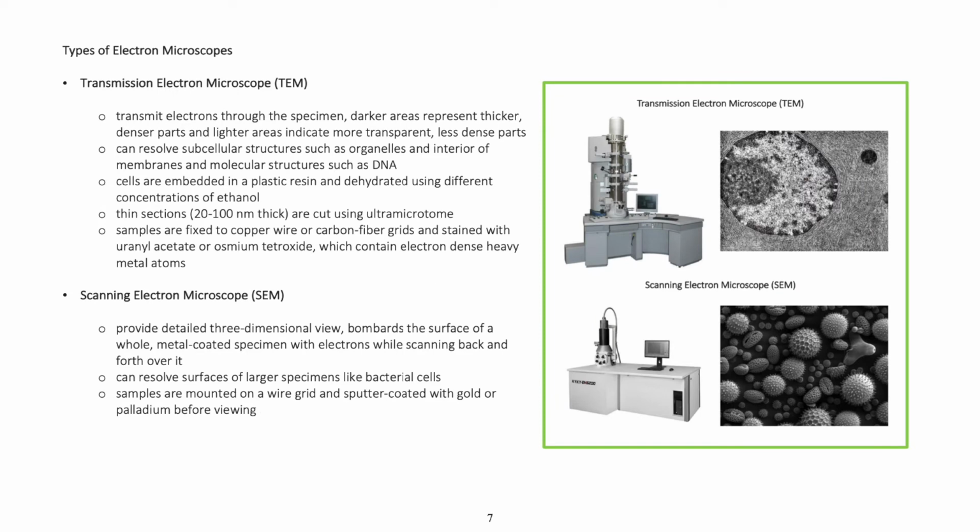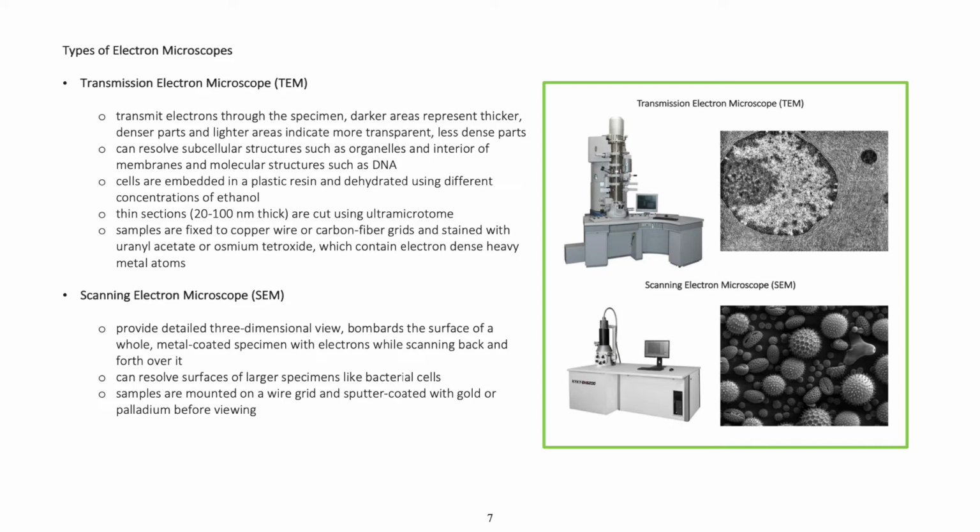Types of electron microscopes. Transmission electron microscope, TEM. Transmits electrons through the specimen. Darker areas represent thicker, denser parts, and lighter areas indicate more transparent, less dense parts. Can resolve subcellular structures, such as organelles and the interior of membranes, and molecular structures, such as DNA.